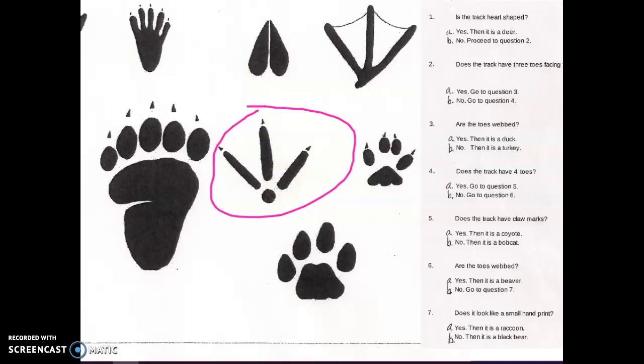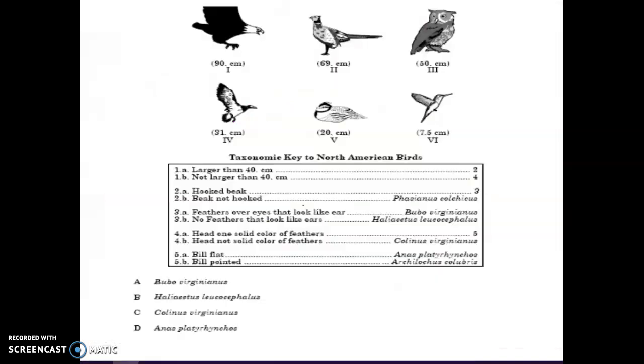Okay, so that's how these keys work. They use them to identify trees, to identify footprints, plants, organisms, birds, shells, all kinds of things. They actually have books for these.